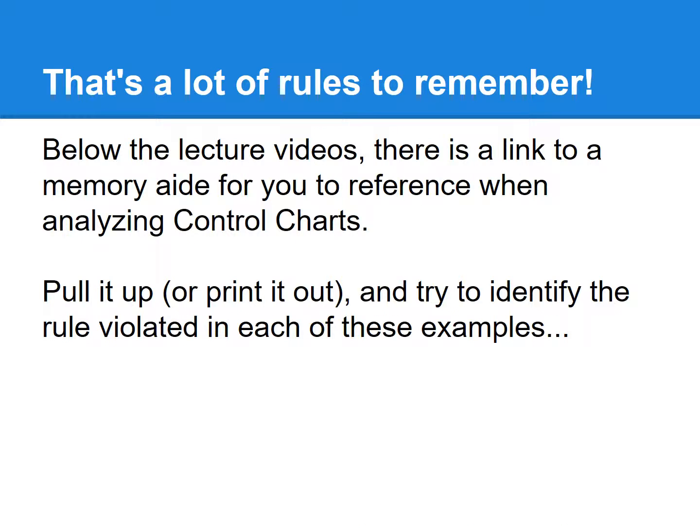Okay, that's a lot of rules to remember. I get it. Below the lecture video, there's a link to a memory aid that has all 8 of those rules on it. You can pull that up or print that out, and I want you to do that because we're going to go through a couple of examples now, and I want you to practice trying to figure out which one of those rules each data set violates. Again, you're practicing here to find special cause variation in preparation for looking at your own data sets. Pause the video, and whenever you're ready, proceed to the next slide.